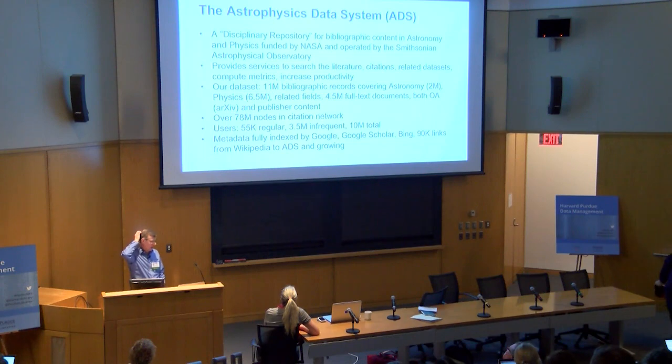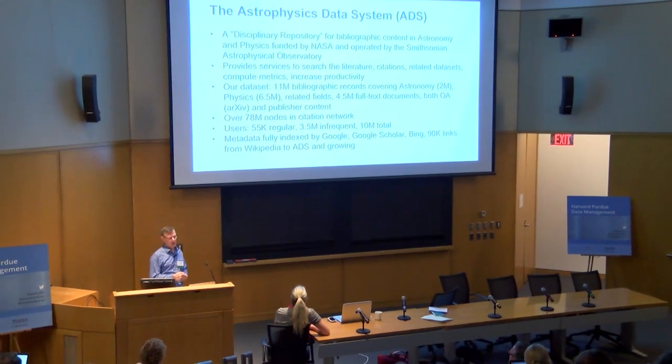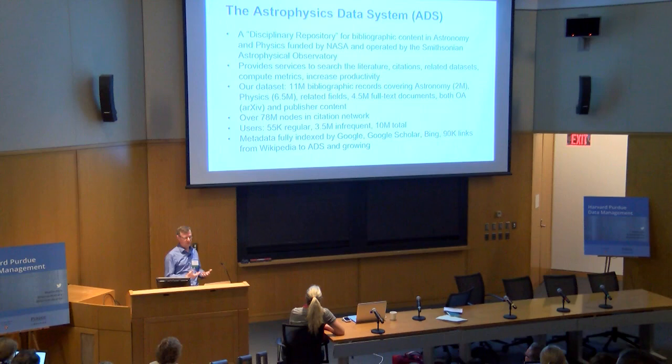So the ADS, which is the project that I manage, is best described as a disciplinary repository for astronomy and astrophysics content. We cover physics in so far as physics is the overall field in which astrophysics belongs, and given that there are interdisciplinary studies that use data from other parts of physics, that becomes a necessity for us to do. What we do is we maintain a network of citations between papers in our system.